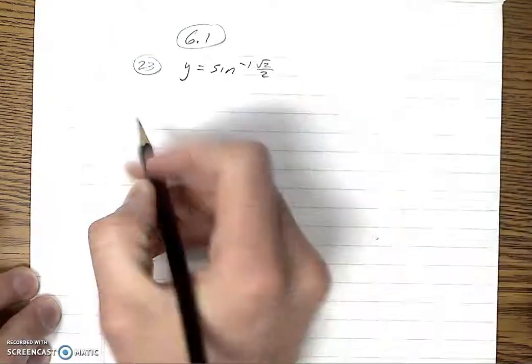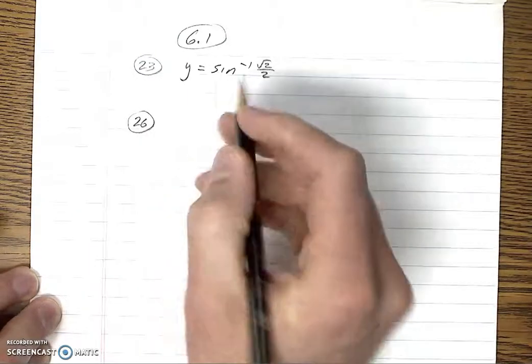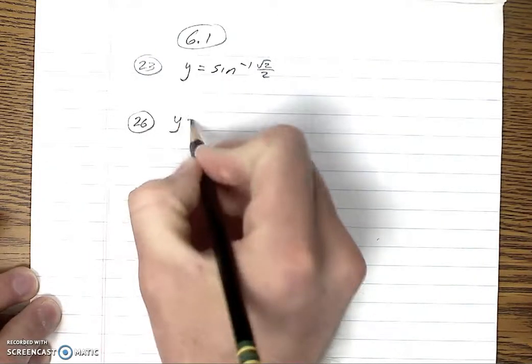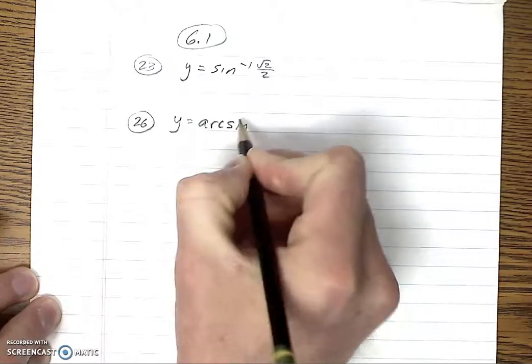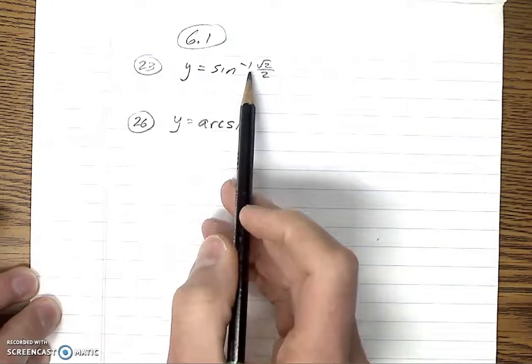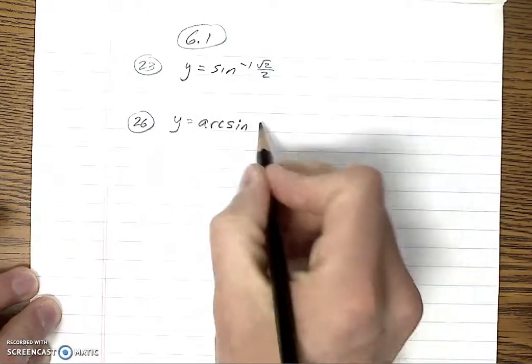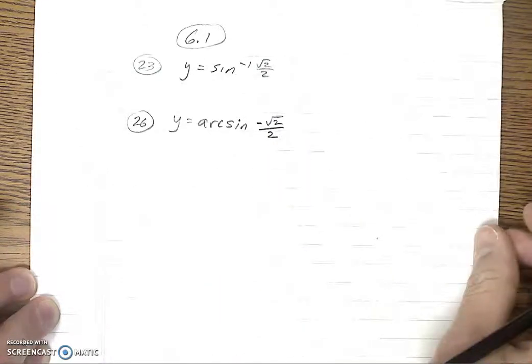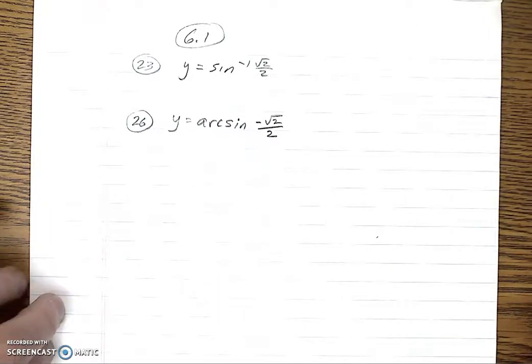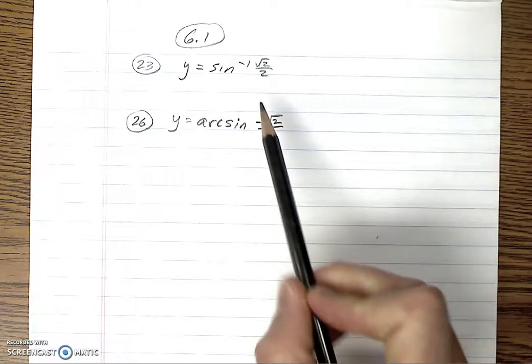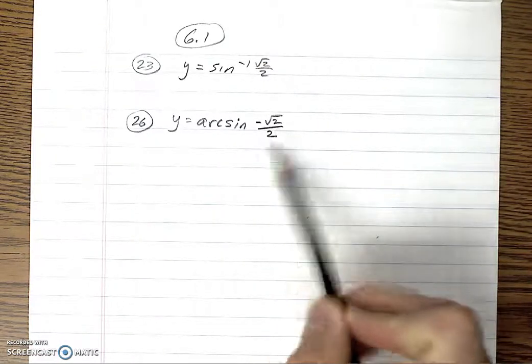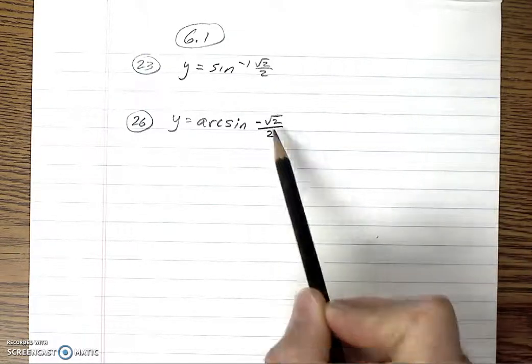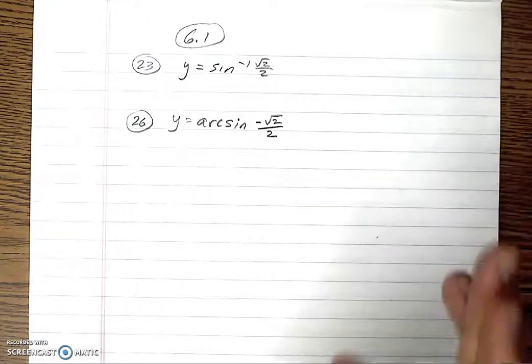So that's very similar to number 26, which is also finding the arc sine, which again, just a reminder, arc sine and inverse sine are the exact same thing. And in this case, the value is negative root 2 over 2. Okay? And it actually says to do this without a calculator. So really, what we need to know is what angle gives us the square root of 2 over 2. Okay? And we can use the unit circle.